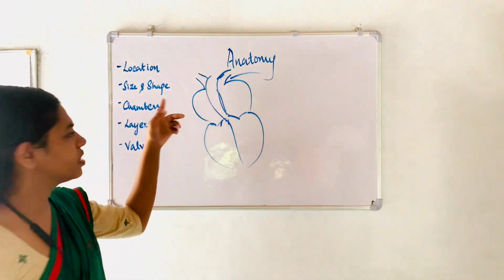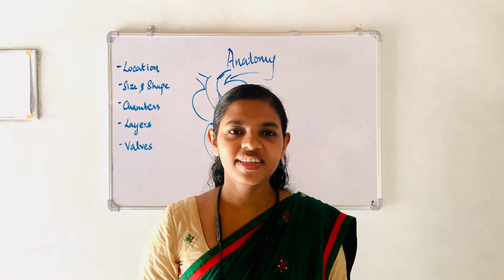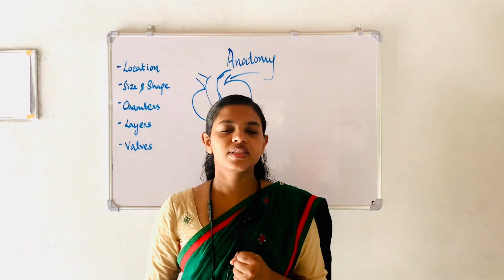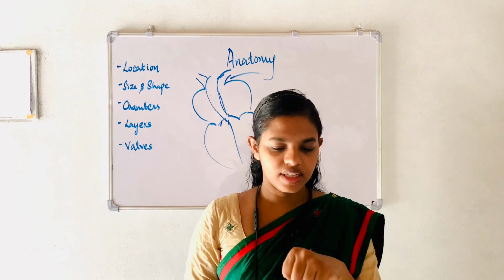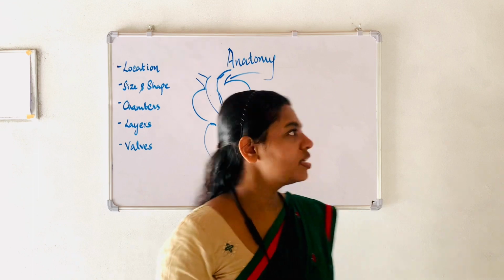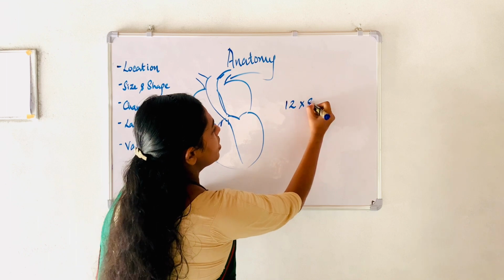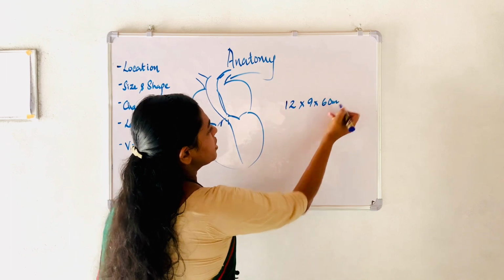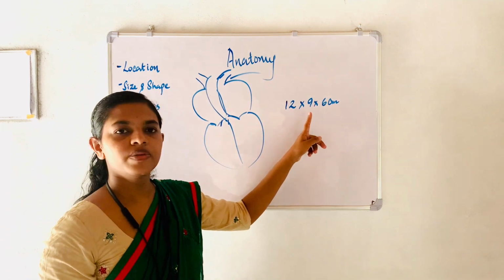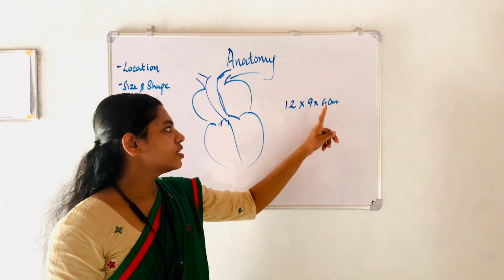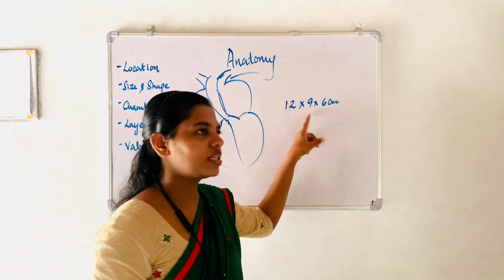And next is about the size and shape. How much is the size of a heart? Do you have any idea? A human heart is the size of a human fist. If we make a fist, that is the size of a human heart. Or we can say that the heart size is 12 centimeter into 9 centimeter into 6 centimeter. The length is 12 centimeter, the width is 9 centimeter and the thickness is 6 centimeter. So this is about the size.